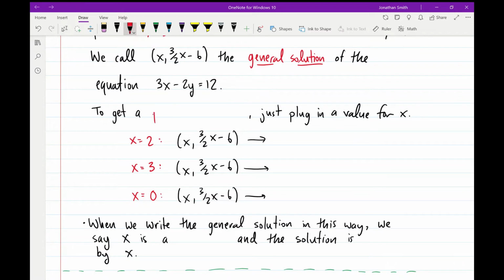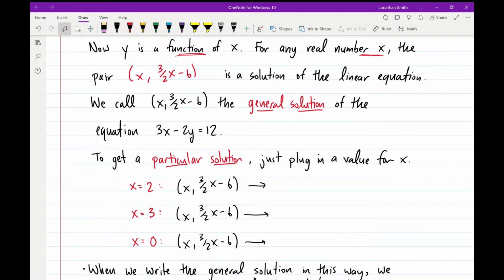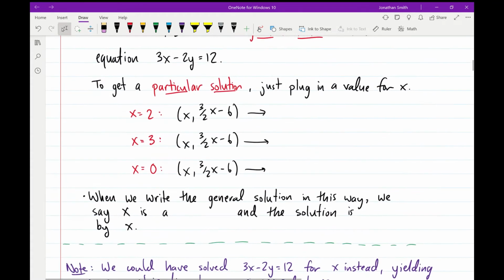All right, but to get a particular solution, as opposed to a general solution, we can just take any value of x and plug it into the general solution. So I did 3 different examples here. We can look at what happens when we pick x equals 2. Then our general solution is going to turn into 2 and then 3/2 times 2 minus 6. And we can simplify this, and we get a 2 and then minus 3, I believe.